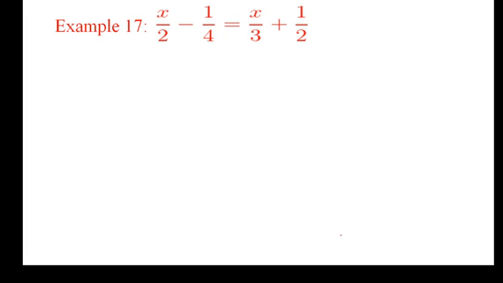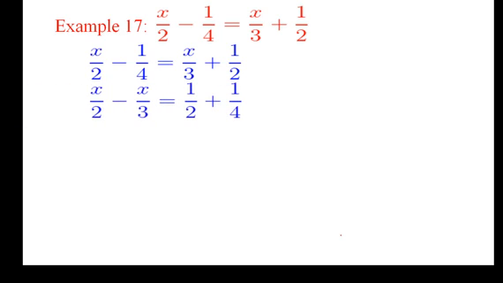Variables always go left of the equal symbol, that means the left hand side. Constants we always keep on the right hand side. So x by 2 minus 1 by 4 is equal to x by 3 plus 1 by 2. The given equation is written down. Now I am going to transpose x by 3 to the left side and minus 1 by 4 to the right side. So we will get like this.